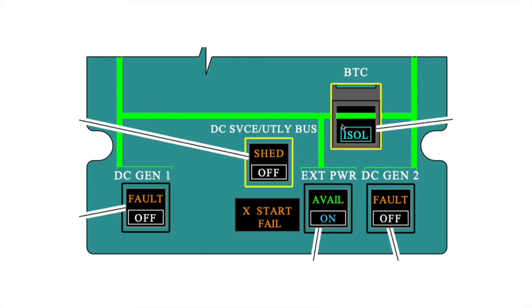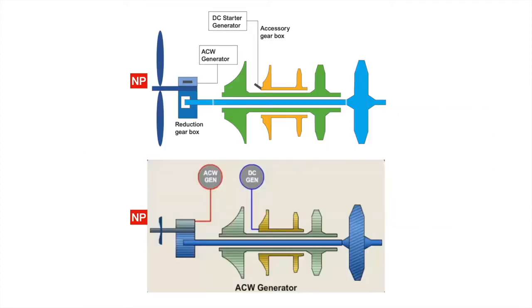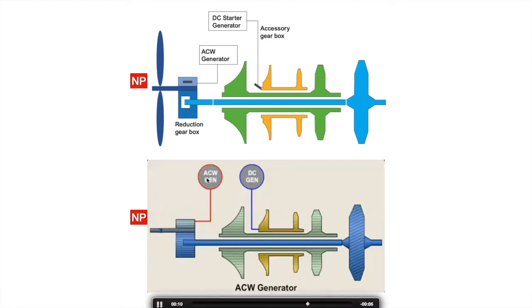Now moving on to the AC wild frequency network. In this network, two AC wild generators are run by the reduction gearbox of the engine, and the reduction gearbox is connected to the rotating propeller. So the NP, or the propeller RPM, will define the AC wild generators' functions.